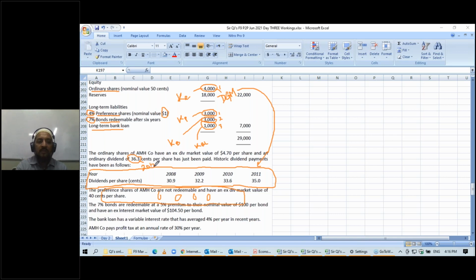Through this, we will judge that the dividends from 30.9 keep rising and reach 36.3. So what should be the rate? We will use a formula to calculate this. We will do the working in two steps. First, we will calculate the market values of all four sources of finance, and then we will calculate the cost of each item. And then in the last step, we will calculate the weighted average cost of capital.